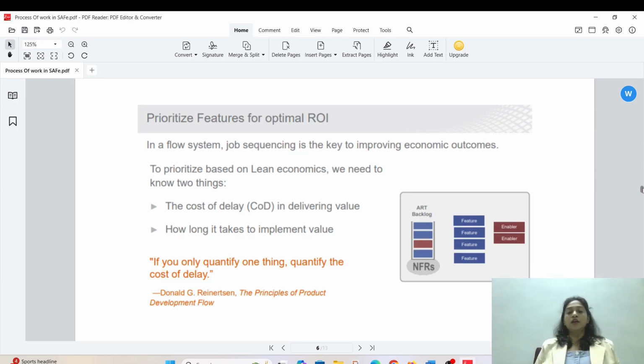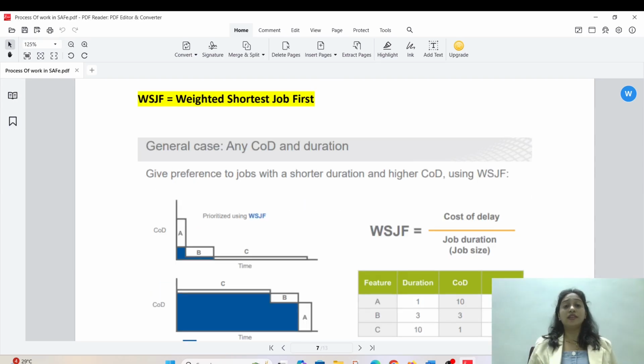Okay, so you can see the next concept is related to WSJF, that is Weighted Shortest Job First. In the general case, for any COD, that is cost of delay, and the duration, give the preference to the jobs with a shorter duration and higher COD using WSJF. Okay, this calculation, you can see, is cost of delay divided by job duration, that is job size. You can get it, that is Weighted Shortest Job First, so we can complete that job first.